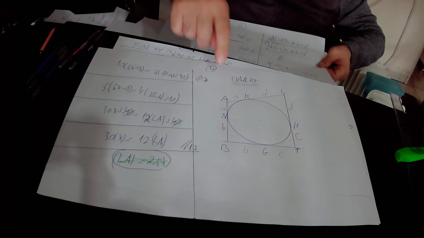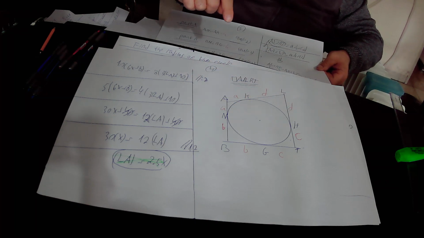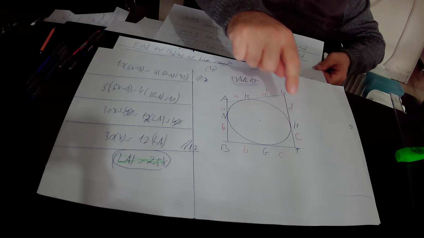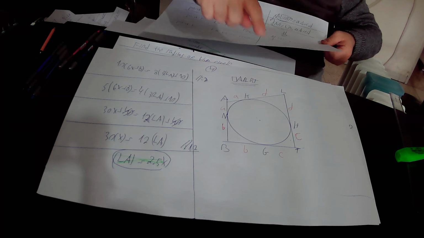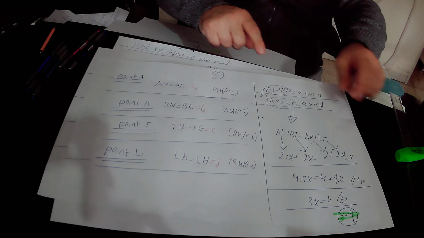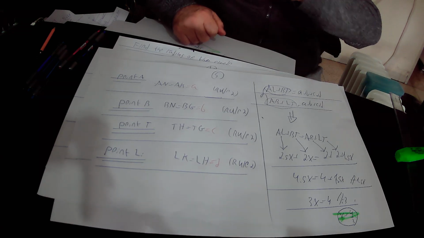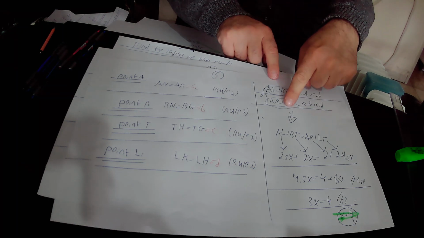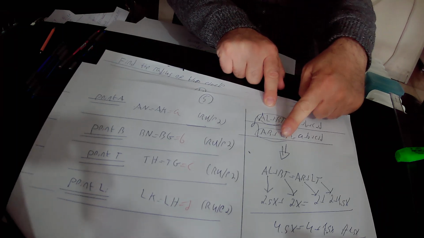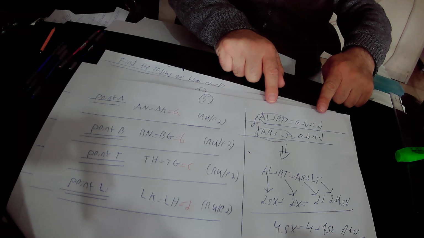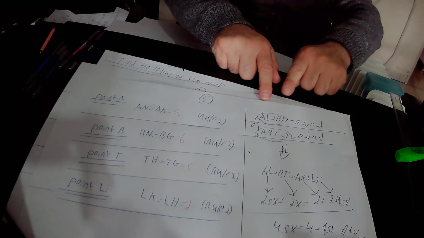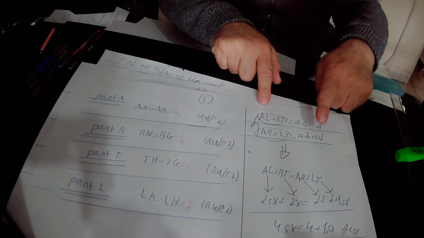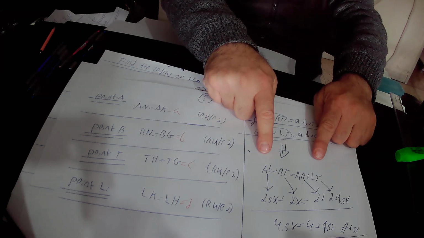Then we add side AB to side LT. AB is A plus B and LT is C plus D. So in total, AB plus LT equals A plus B plus C plus D. Those two expressions are both equal to A plus B plus C plus D, therefore they are equal to each other. That is to say, AL plus BT equals AB plus LT.